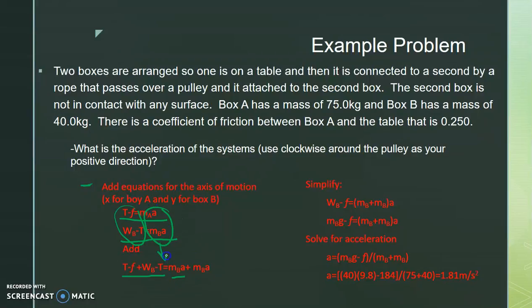That's how we got that one. So we'll simplify it here by just rearranging some of the formulas, and now we're going to solve for the acceleration. We plug in what we know, so we have 40 kilograms times gravity minus 184, that's what we just calculated, the friction, divided by 75 plus 40, and that's all given in the problem. And we're going to get an acceleration of 1.81 meters per second squared.